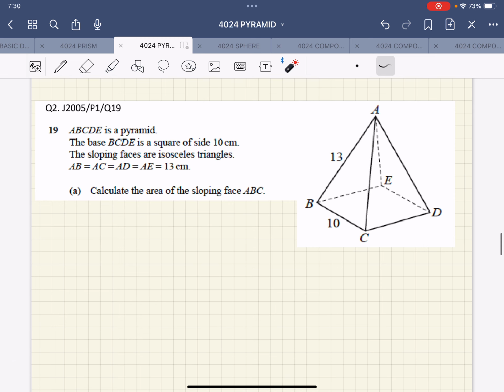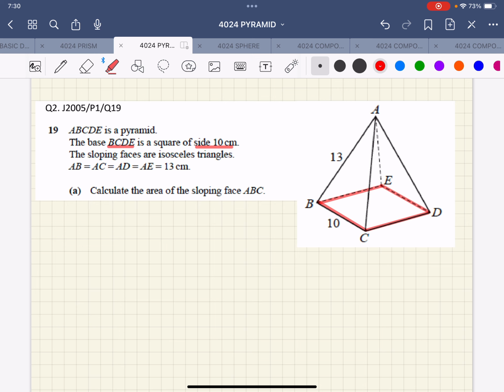Now the question says, ABCDE is a pyramid. So this is A, and this is B and C and D and E. It's a pyramid. Let me underline a few things. Let me just make it thinner. The base is a square of side 10 centimeter. So this is 10 over here, and then this is 10. Let me label all the sides. Of course, it's not necessary to do in the exam. I'm just doing it right now for you to understand it thoroughly.